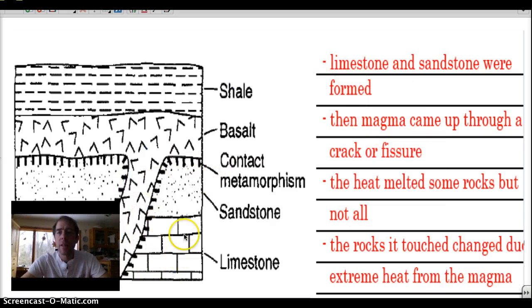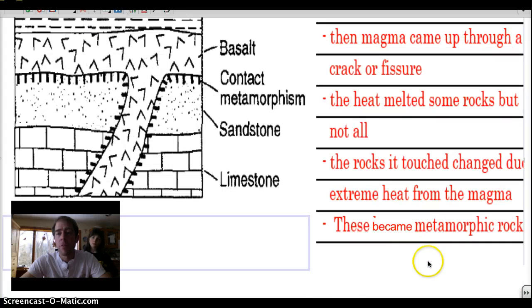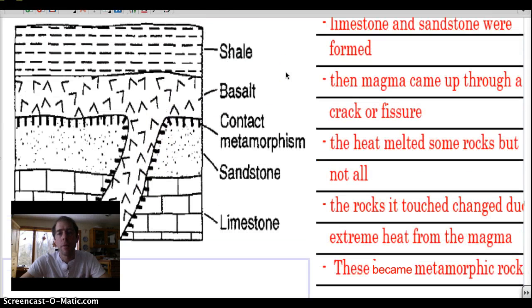So here we can see that the limestone and sandstone were formed, then this molten rock came up, pushed through, and then that melted. Some of these were not melted, and it shouldn't say melted, it just changed. And the rocks it touched during that change, due to extreme heat from the magma, became metamorphic rock. So it might have melted some of this rock and been included in this basalt, and then that stuff that did not melt over here on the edge is considered metamorphic rock. Okay.